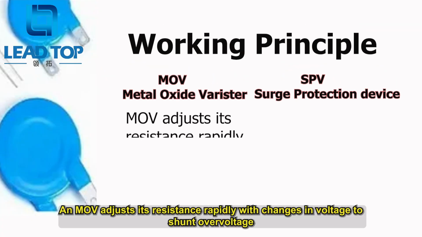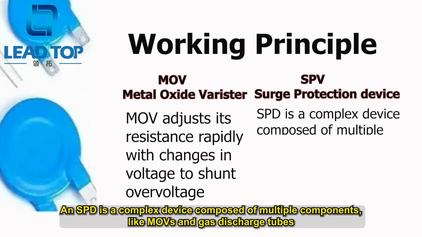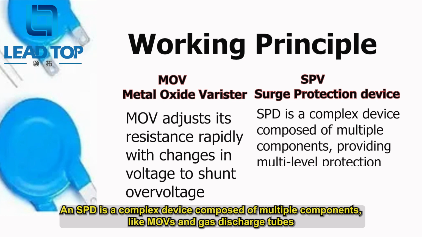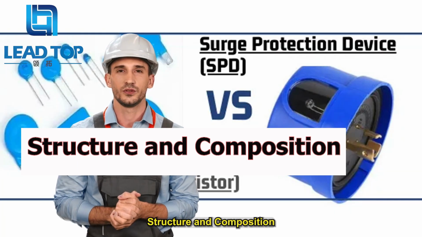Working principle. An MOV adjusts its resistance rapidly with changes in voltage to shunt overvoltage. An SPD is a complex device composed of multiple components, like MOVs and gas discharge tubes, providing multi-level protection against various surge intensities.